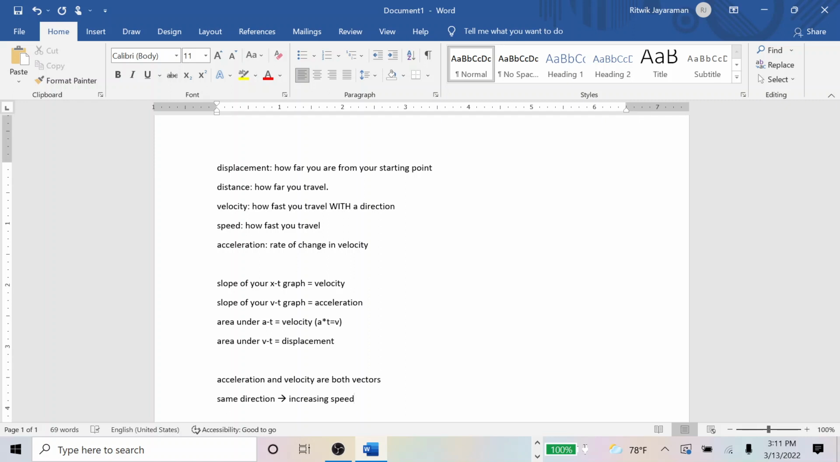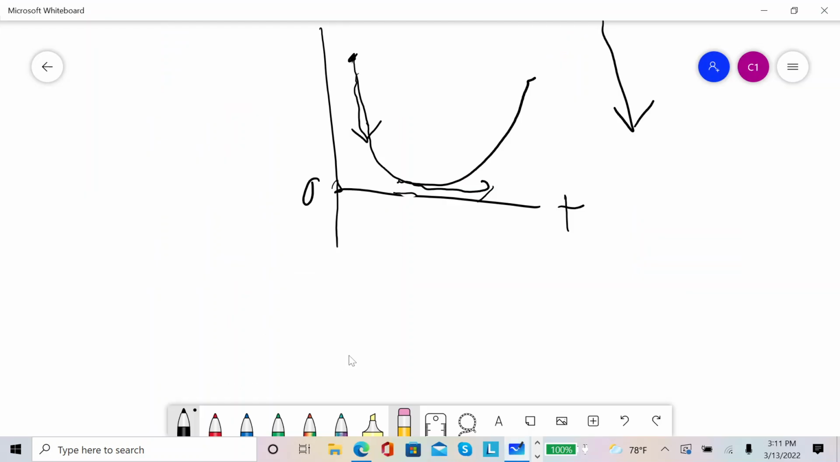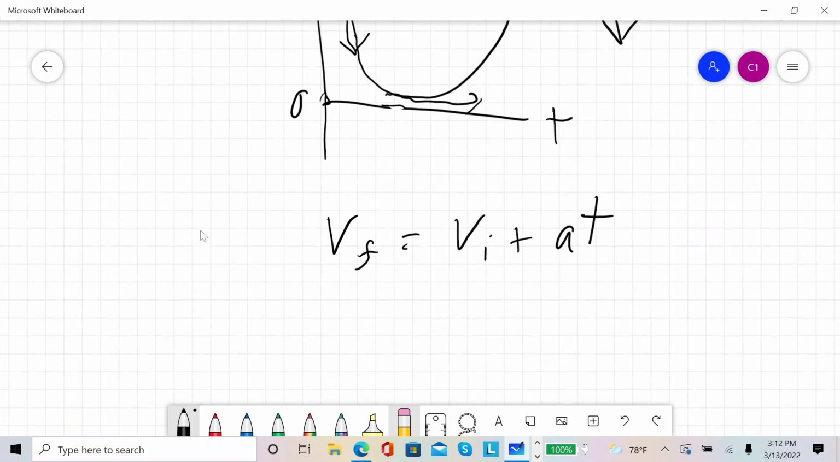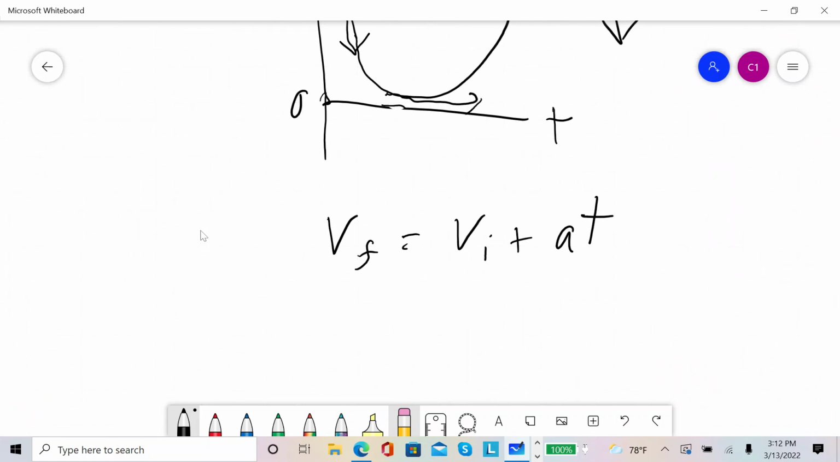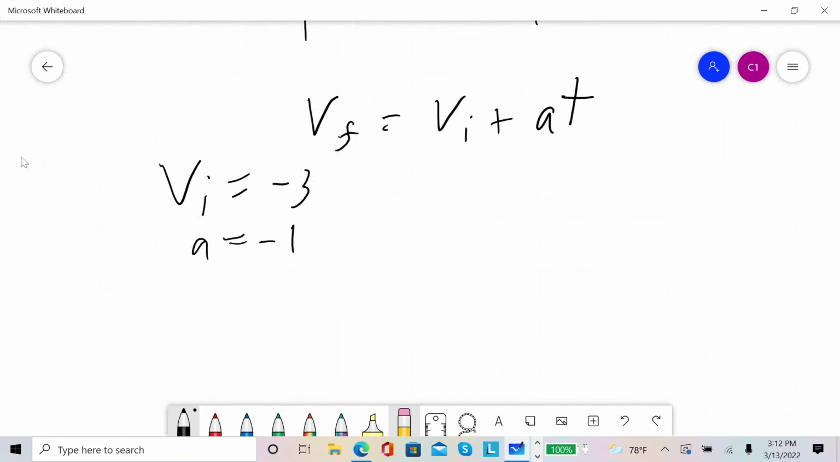Let's think of it like this. If we use the basic kinematic equation, Vf equals V initial plus acceleration times time, and your acceleration and initial velocity are in the same direction, your final velocity is going to be bigger, right? And remember, speed is the absolute value of velocity. So for example, if your initial velocity is -3 and your a is -1, and your t is 1 second.